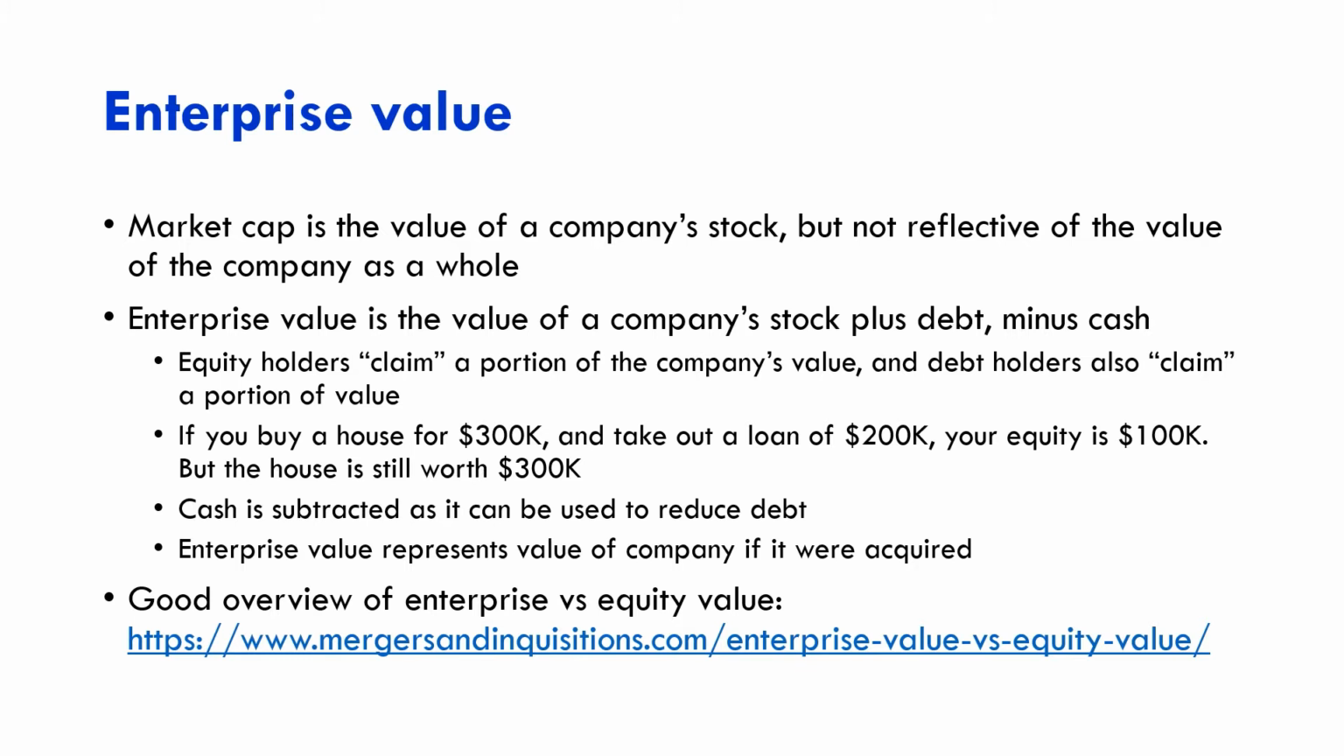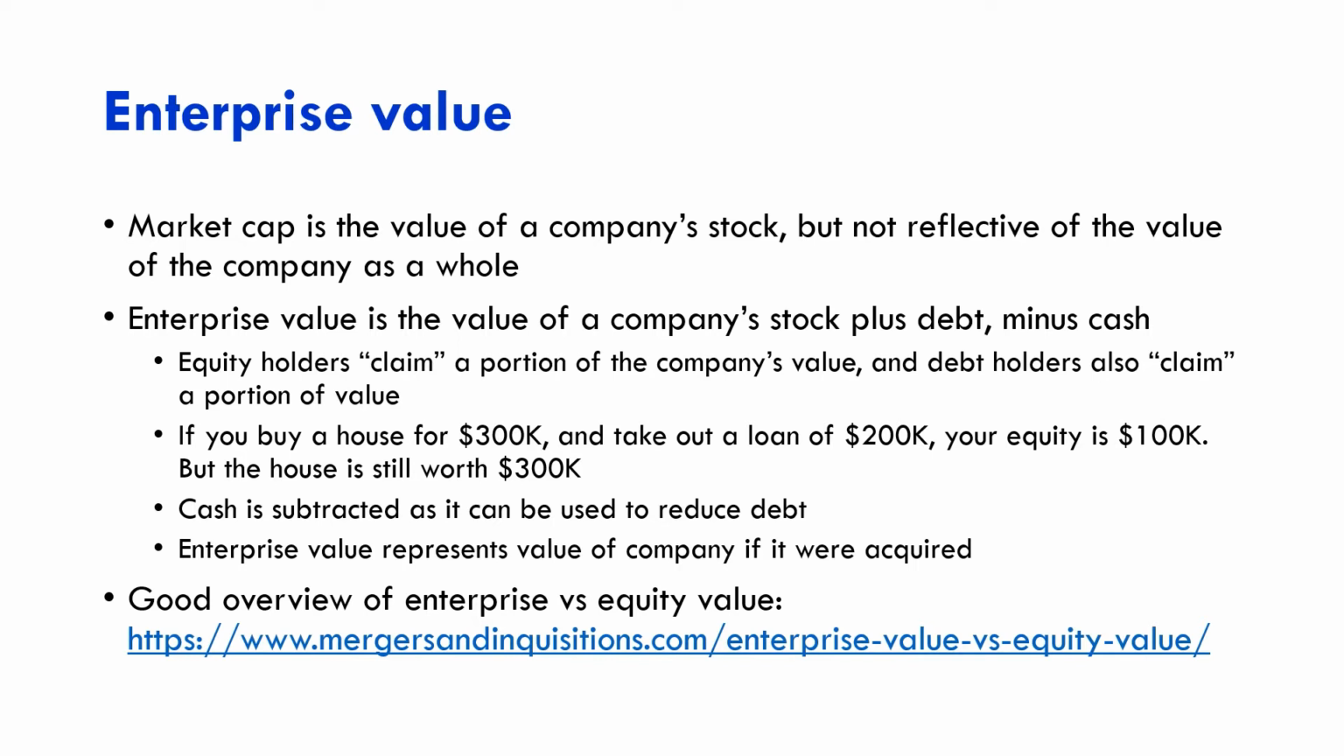So think about if you buy a house, right? If you buy a house, there's a couple ways that you can finance that. You can use your own money. So let's say you buy a $300,000 house and you put down a down payment of $100,000, and then you take out a mortgage of $200,000. So your equity in the home is $100,000, but the home is worth $300,000, right?